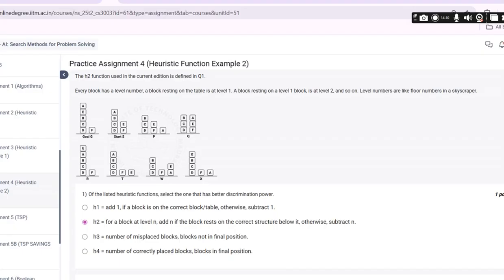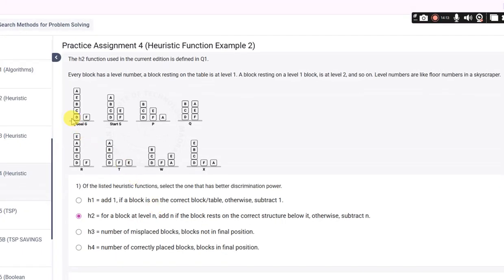So here H2 will be 1, 4, 2 minus 2, 2, 4, 10. And for the goal node it is 16. As you can see, for the goal node, 1 plus 2 plus 3 plus 4 plus 5 plus 1, so it will be a total of 16. So we can calculate this heuristic value.